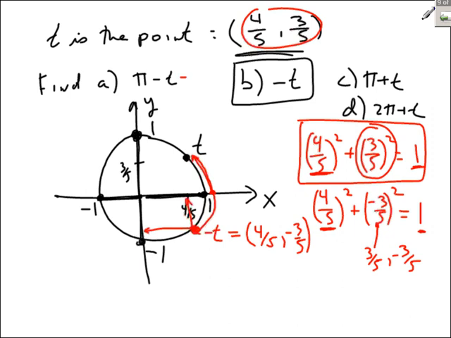Well, this is the same as negative t plus pi. Now pi is halfway around the circle. Now that I know where negative t is, it's right there, I just go halfway around. I go right there. I go halfway around. So I added pi. This is negative t plus pi, or pi minus t. Now, the question is, what point is that going to be?